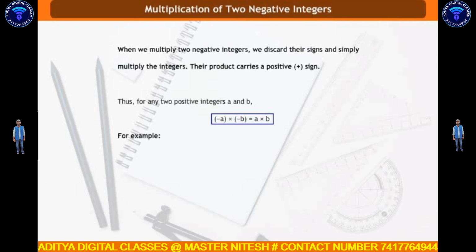For example, minus 3 into minus 7 is equal to 21. Minus 15 into minus 6 is equal to 90. Minus 9 into minus 14 is equal to 126. We observe positive integer for all cases.